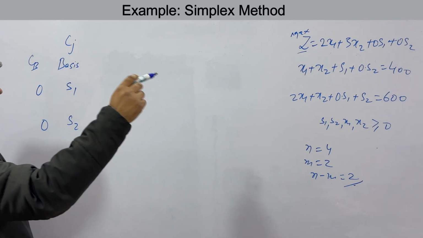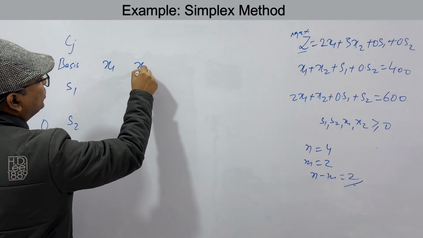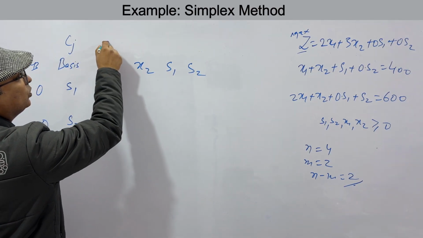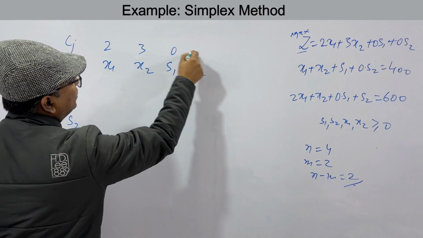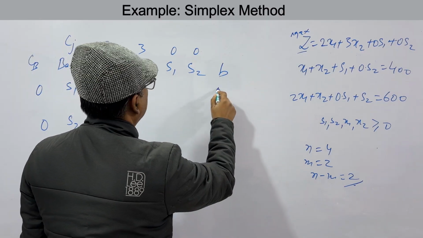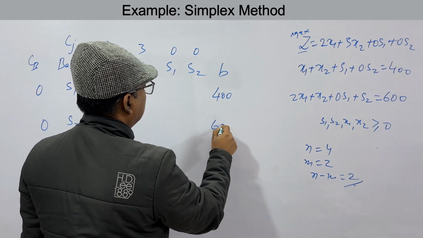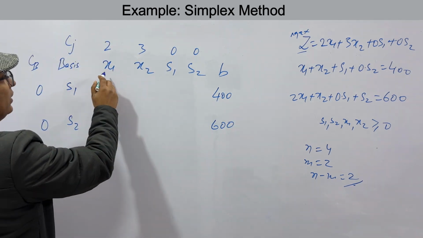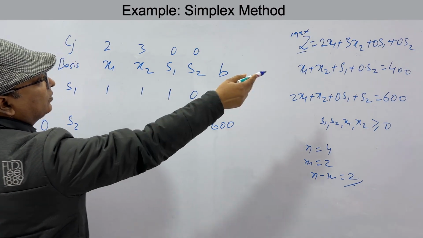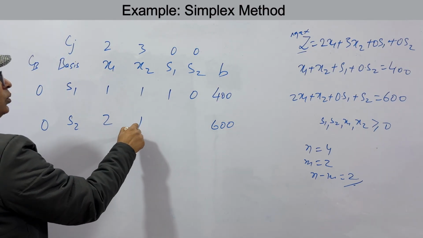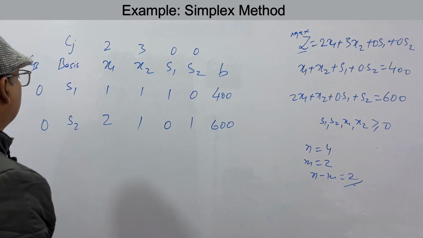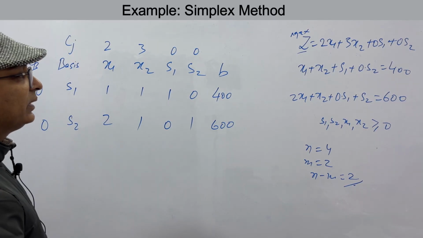The coefficients of x1, x2, s1, s2 in the objective function are 2, 3, 0, 0. And then here we'll have b. B is 400 and 600. The first constraint, x1 plus x2, gives 1 1 1 0. The second is 2 1 0 1. So we have constructed our table for solving this LPP by the simplex method.